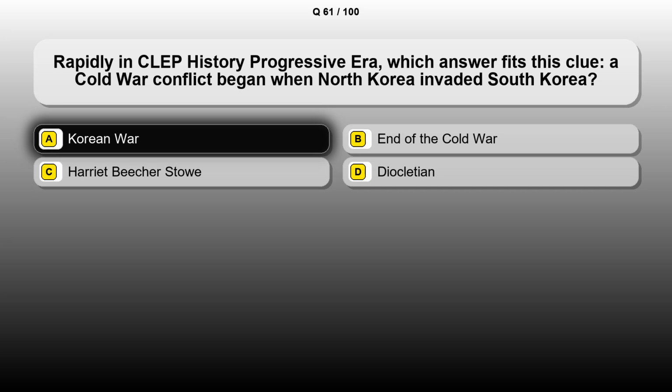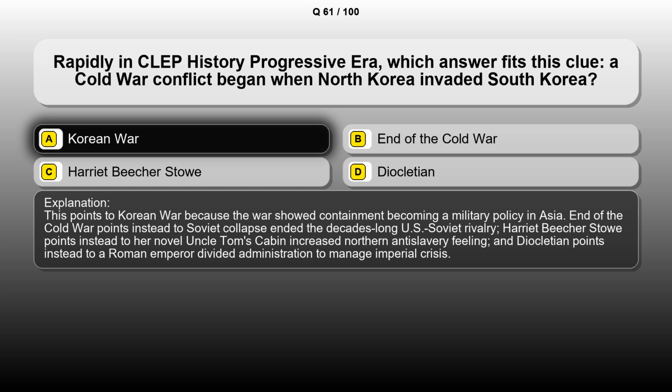The correct answer is option A, Korean War. This points to Korean War because the war showed containment becoming a military policy in Asia. End of the Cold War points instead to Soviet collapse ended the decades-long US-Soviet rivalry. Harriet Beecher Stowe points instead to her novel Uncle Tom's Cabin increased northern anti-slavery feeling, and Diocletian points instead to a Roman emperor divided administration to manage imperial crisis.